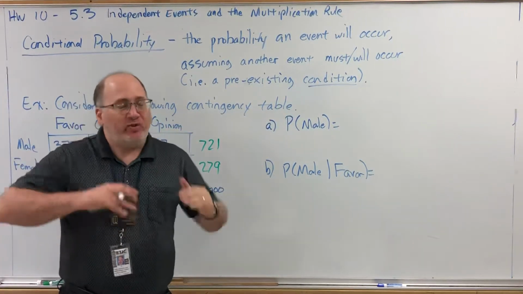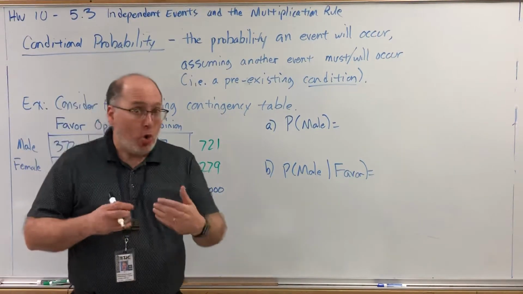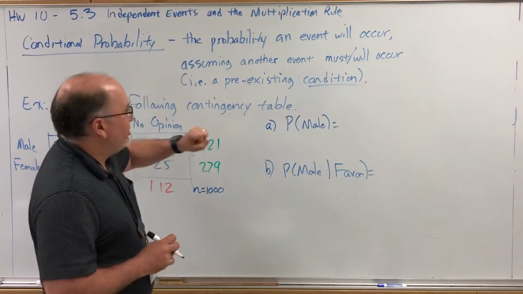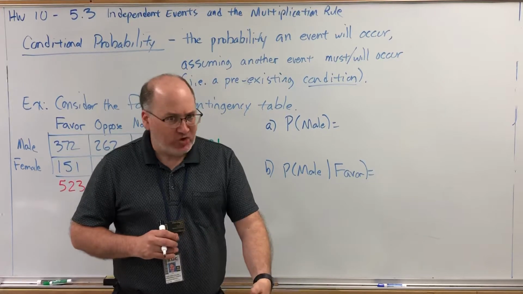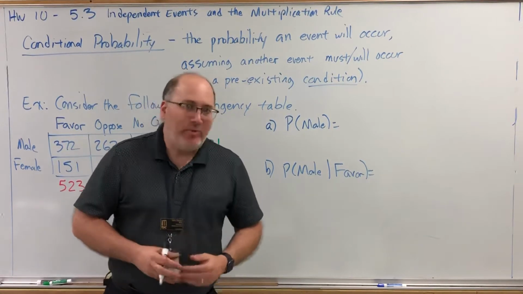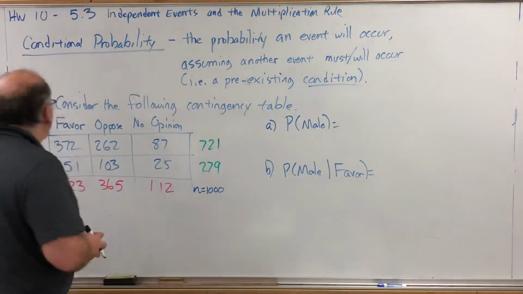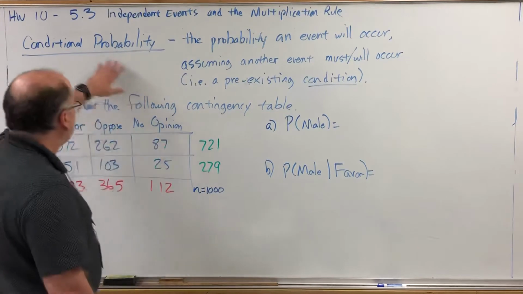Again, the distinction between this section and the previous section. In the previous section, we did or probabilities and used the addition rule. In this section, we'll be doing and probabilities and using the multiplication rule. But before we can get to that, we need to discuss what are called independent events. And before we get to that, we need to discuss something called conditional probability.